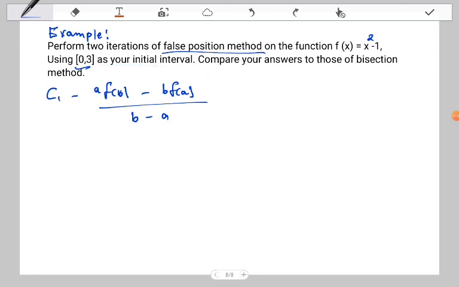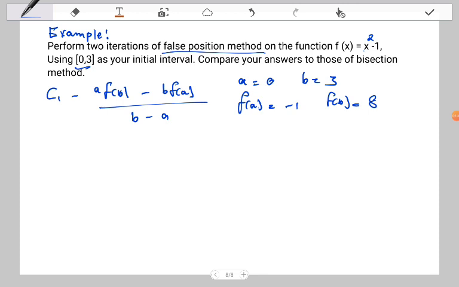Here A is 0 because it's given in this interval, and B is 3, also given in this interval. For f of A, you put 0 in this function and you get f of A equals minus 1. For f of B, you put 3 here, and you get 8. So you have your 8 here and this minus 1. These are your f of A and f of B.